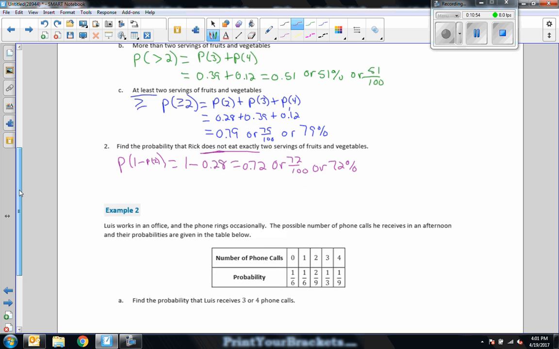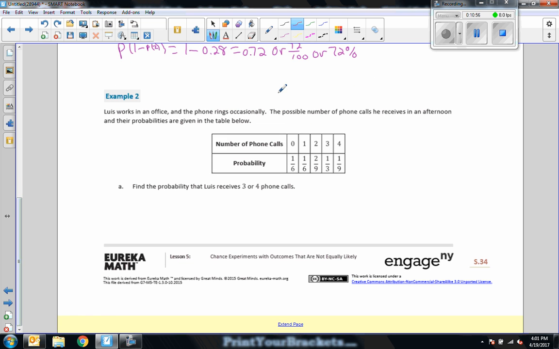Luis works in an office, and the phone rings occasionally. The possible number of phone calls he receives in an afternoon and their probabilities are given in this table. So the first thing I'm going to do is see if this equals 1. 1/6, 1/6, 2/9, 1/3, 1/9. My denominators are not the same. I can't just simply add them. I need to find a common denominator.